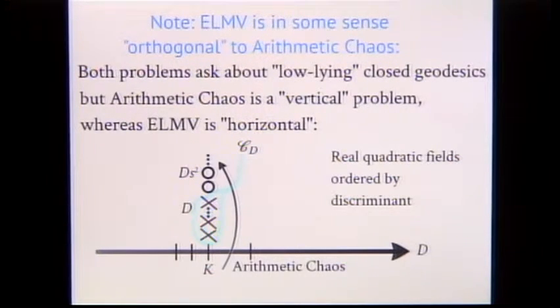And what does arithmetic chaos say? For each and every field, K, I want to go up in the tower and find infinitely many, in fact, exponentially many low-lying closed geodesics defined over that field. So you're sort of fixing each characteristic every time you go, as opposed to ELMV, where for any field, you have only a finite number of chances to find a low-lying geodesic. And so you constantly have to keep changing your field if you want to find infinitely many. Okay? So that's the sense in which this is an orthogonal problem versus a vertical problem. It's kind of like the Sato-Tate philosophy, a vertical Sato-Tate and horizontal Sato-Tate, and these are different aspects.